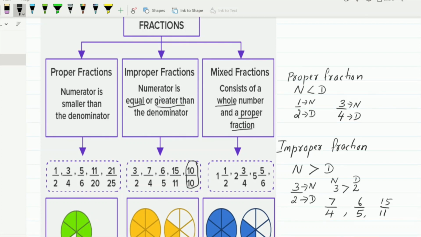What is mentioned: equal or greater than, it comes under improper fraction. In the case of proper fraction, numerator is smaller than the denominator. And mixed fraction consists of a whole number part and a proper fraction.